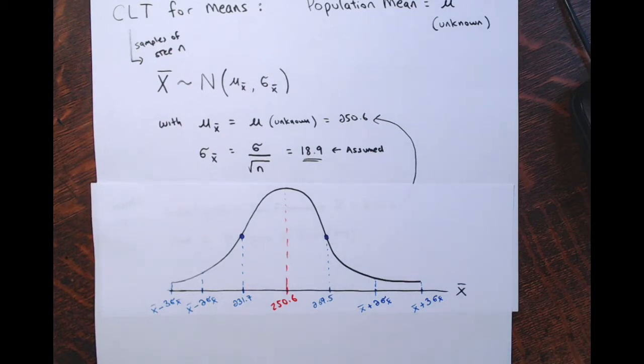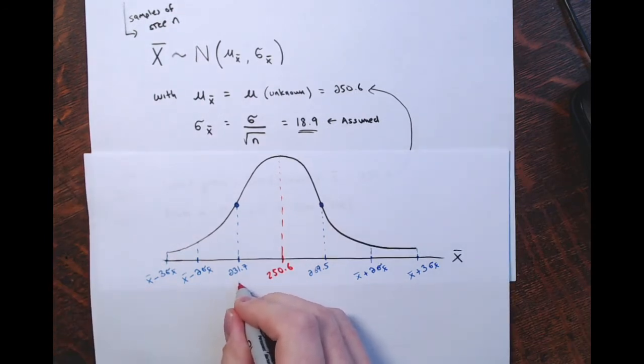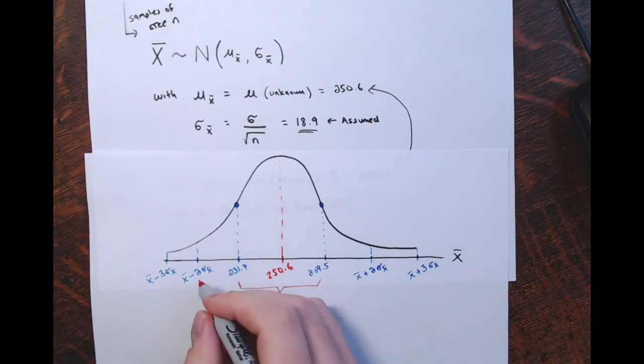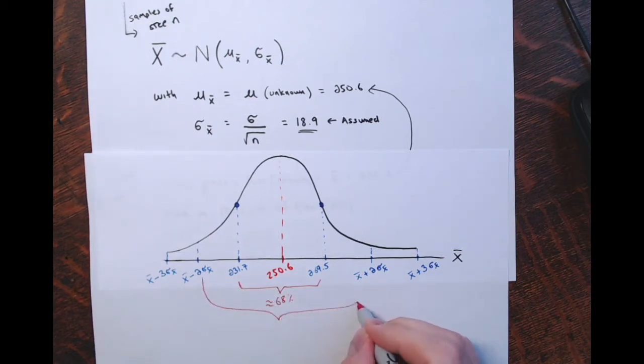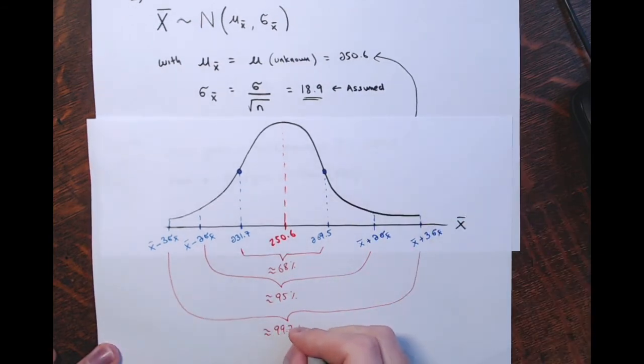empirical rule stated. Remember what the empirical rule stated was that the area under the curve within 1 standard deviation was approximately 68%, right? The area under the curve from 231.7 to 269.5 was about 68%, about 0.68 of the entire area. And then within 2 standard deviations was about 95% under the curve, right? And then within 3 standard deviations was about 99.7%, and that was the number that was given to us, right?